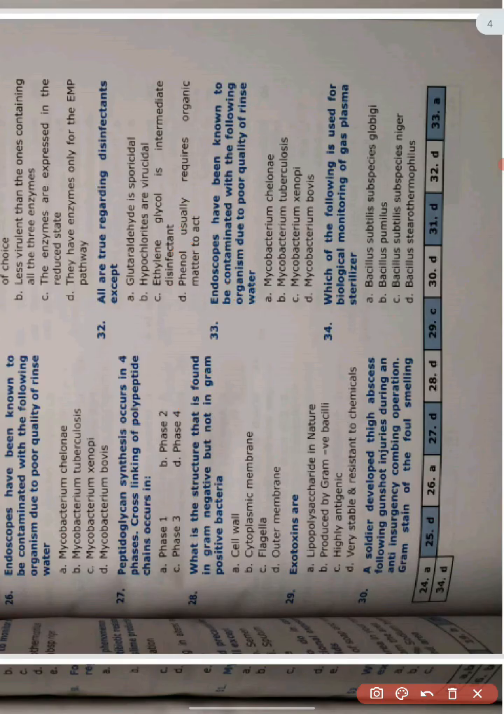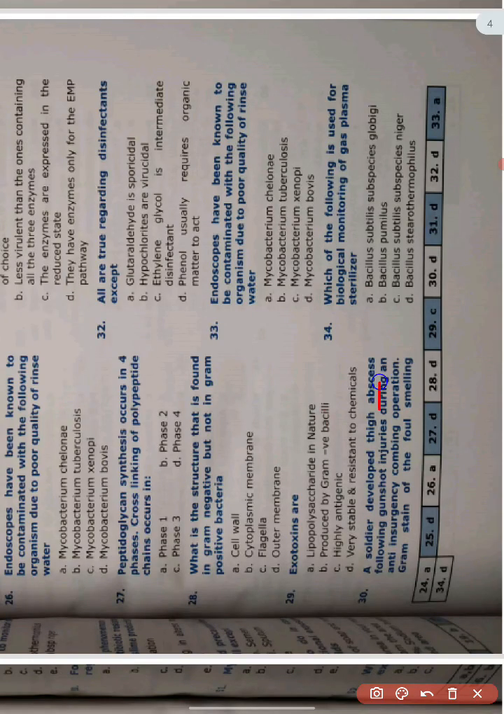Okay, so these exotoxins are highly antigenic. It is produced by both gram negative as well as gram positive, not just by gram negative. It's highly antigenic, toxoidable. You can weaken it by heating, and it is heat labile. It's not very stable. Let's talk about the next question.